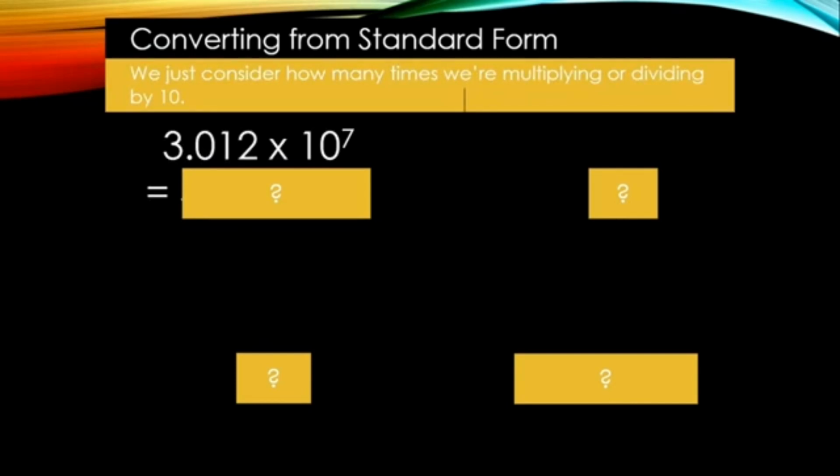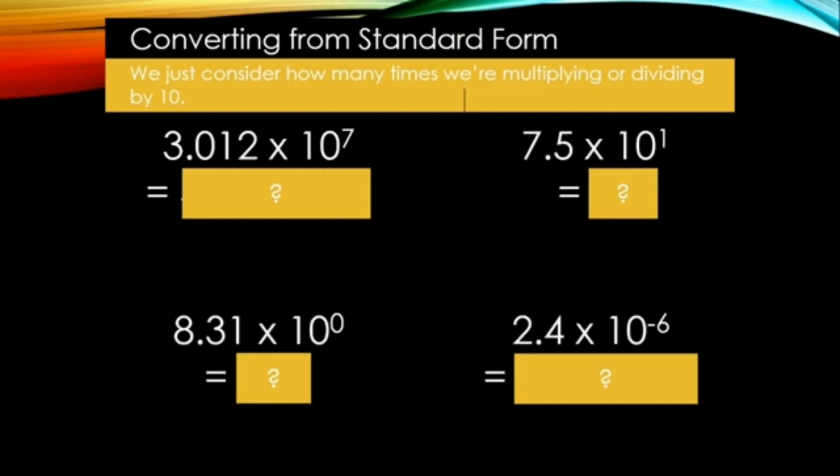Here we have 3.012 times 10 to the power 7. I'm just going to do one problem so that you can also have time for practice. I'm only going to do one. You do the other ones and cross-check with your calculator. You can also share in the comments so that we can know you're following. 3.012 times 10 to the power 7. We are going to move 7 places to the right or multiply by 1 with 7 zeros, whichever is easiest for you.